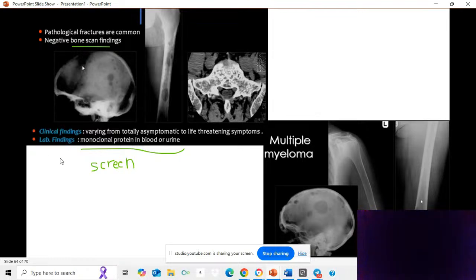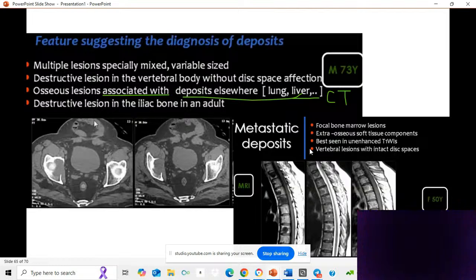Before starting our musculoskeletal case, we need to know that if we have multiple destructive bony lesions in multiple bones of the body, the main differential diagnosis should be multiple myeloma as a primary bone tumor, and metastatic deposits.